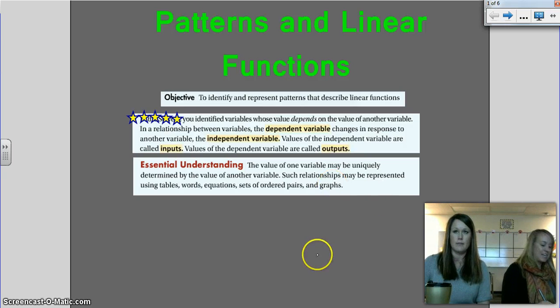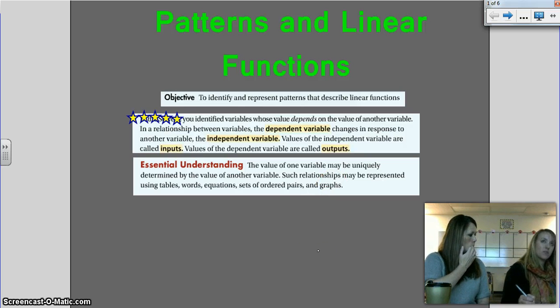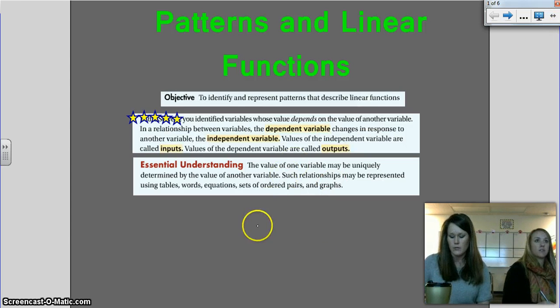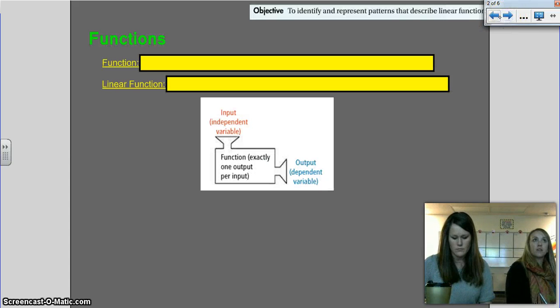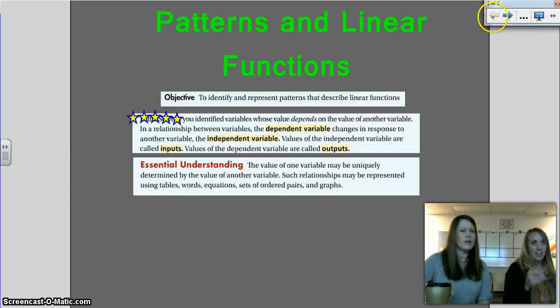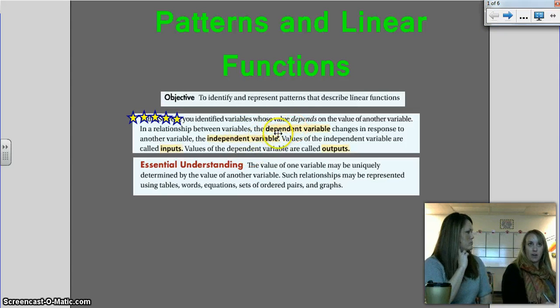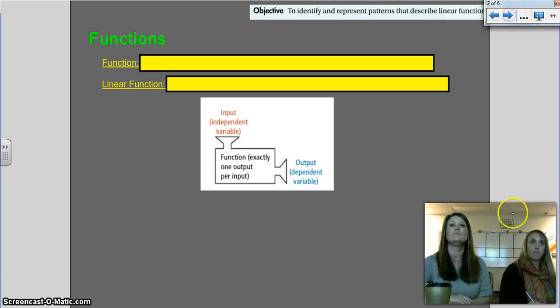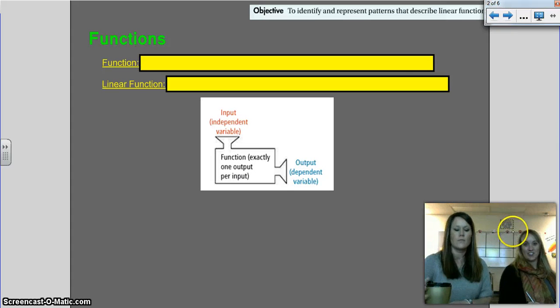Go ahead and take some time. Why is this not? Well, let's define it then. A function. Oh, it's on the next page. Oh, okay. So here we go. Okay, so we're talking about dependent variable, independent variables, inputs, and outputs today. Input is X, output is Y. I just want to give you that. Okay. So here's the definitions you need to write down.